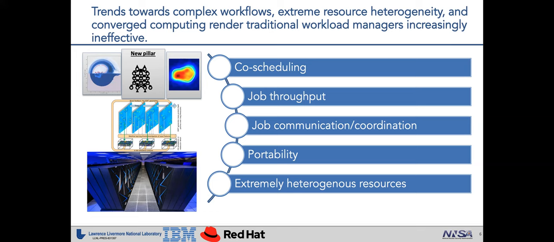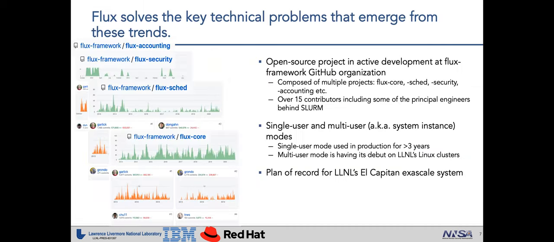Third is the job communication and coordination challenge. In this case, workflows depend on data transfer between various components within a framework. Fourth is the portability challenge. In order to make sure that an application runs across multiple different platforms, application designers, engineers, and scientists typically need to port an application to a large variety of RGMS. And finally, we're starting to see extreme resource heterogeneity, which is stretching or exceeding the resource modeling capabilities of traditional HPC RGMS. So Flux addresses all five of these key technical problems.